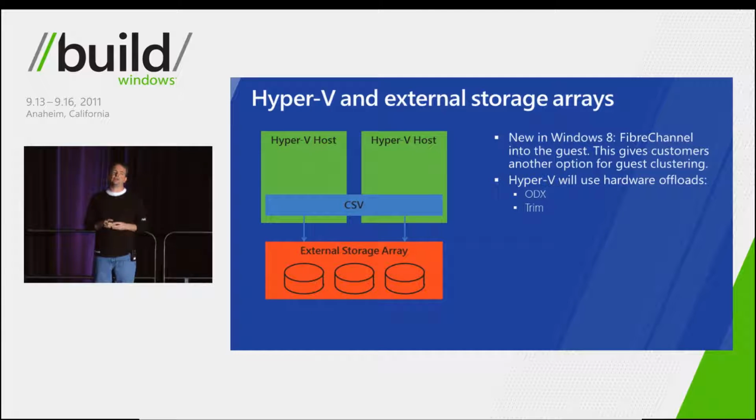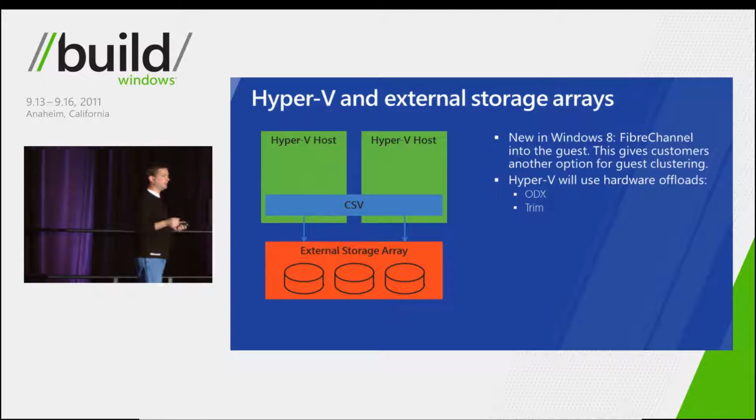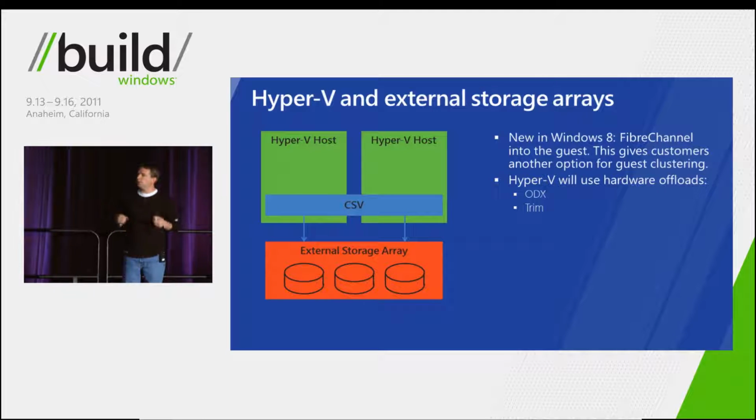So let's talk about external storage arrays. External storage arrays were supported in Windows Server 2008 R2. It was the one way that you could get shared storage that would work for continuous availability for Hyper-V. Customers would deploy the clustered shared volume software to make sure that all Hyper-V hosts would have access to the VHD files that were stored on the external storage array. And this deployment scenario continues to work in Windows Server 8. But it gets better in two important ways.